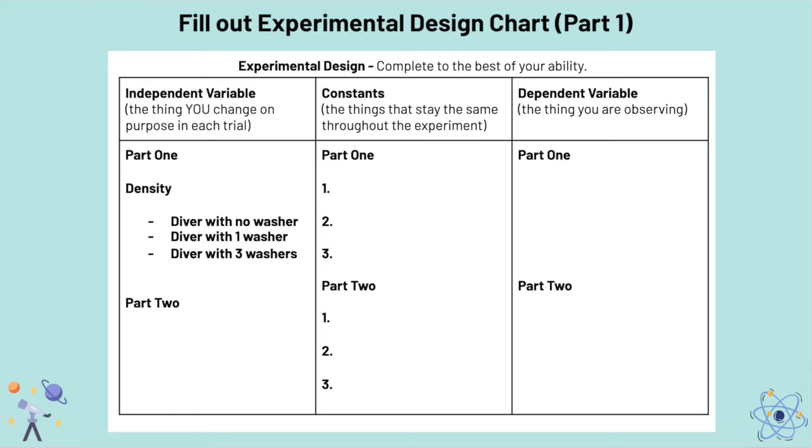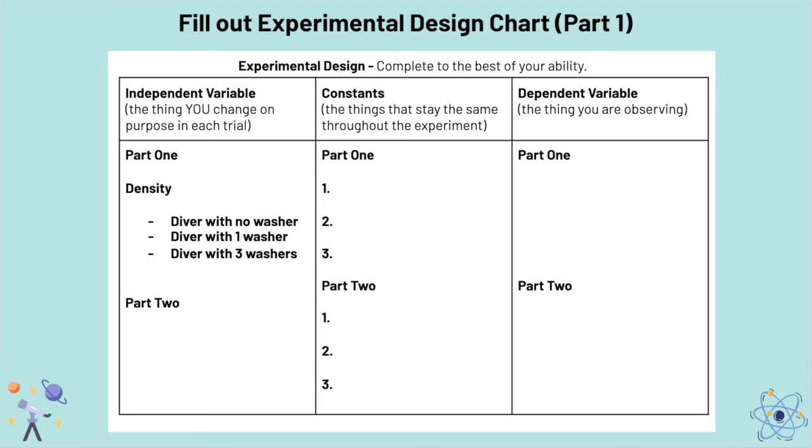And number 3, a Cartesian diver with 3 washers attached. Washers are these circular metal objects that are used when assembling nuts and bolts, and they are the perfect way to add more density to a Cartesian diver. So the Cartesian diver with no washers represents the least dense. The Cartesian diver with 1 washer represents a slightly more dense object, and the Cartesian diver with 3 washers is the most dense.